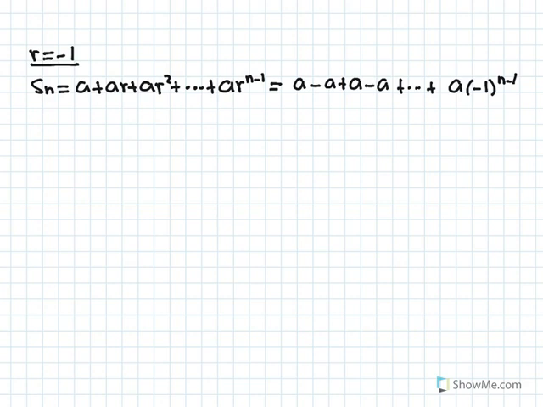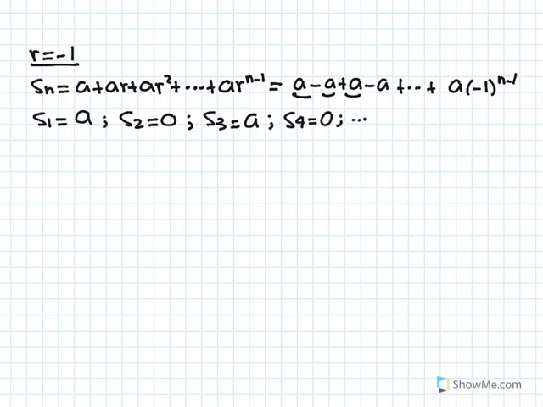So if you look at the partial sums, S1, which is just the first term, gives us a. S2, the sum of the first two terms, which is a minus a, gives us 0. S3, the sum of the first three terms, which is a minus a, which is 0, plus a, gives us a. S4 equals 0. So we see the pattern. The limit as n goes to infinity of Sn does not exist.